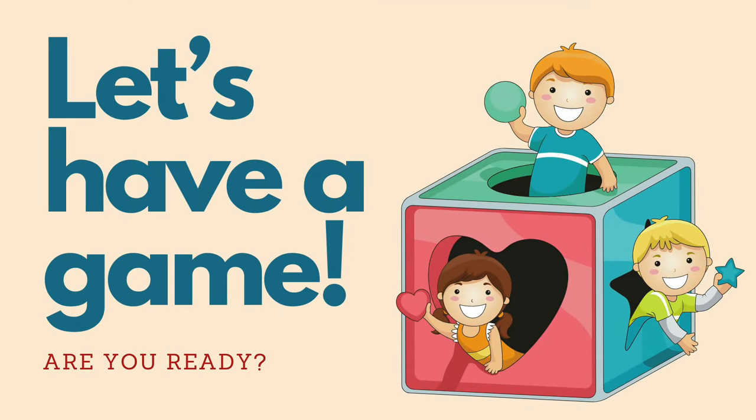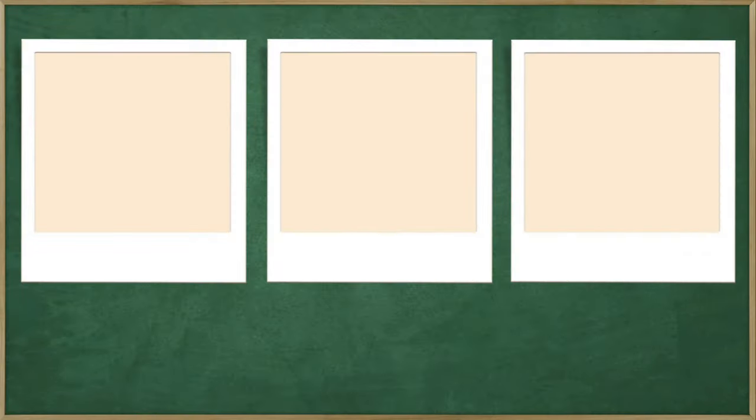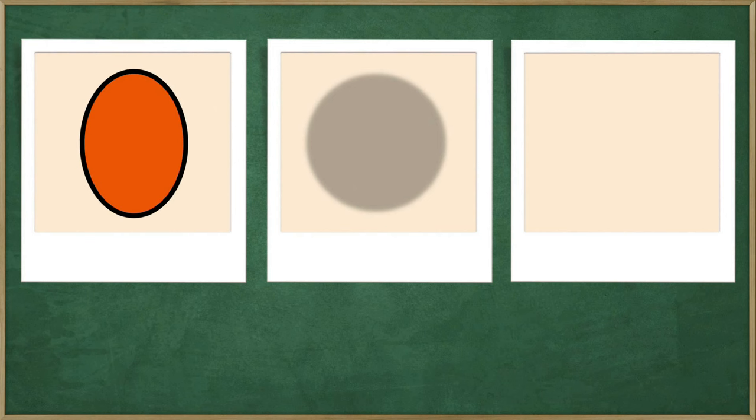Now let's have a game. Are you ready? Well, this is gonna be so much fun. Miss Kaye will show you a picture of a shape and then tell me the name of that shape, okay? You can do it. What shape is this? Is it this one or this one? Go.